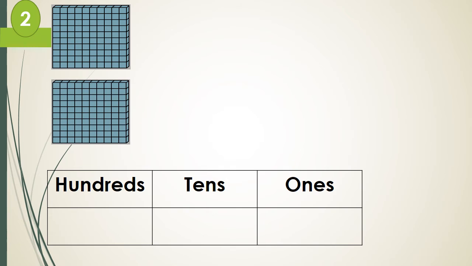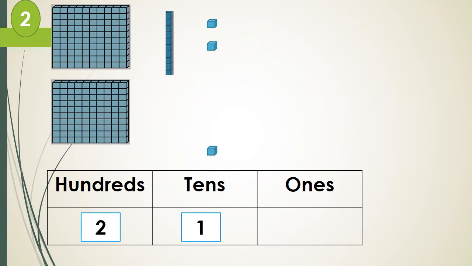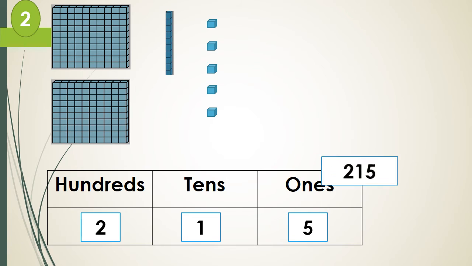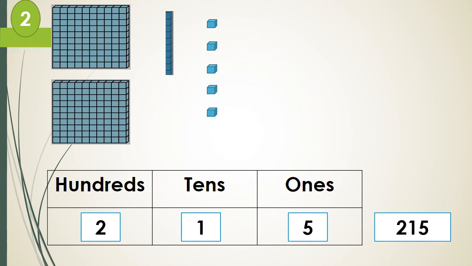I have 200s. I write 2 under the hundreds digit. I have 1 ten. I write 1 under the tens digit. And I have 1, 2, 3, 4, 5. 5 ones. I write it as 2 hundreds, 1 ten, and 5 ones. 215. I read it as 215.